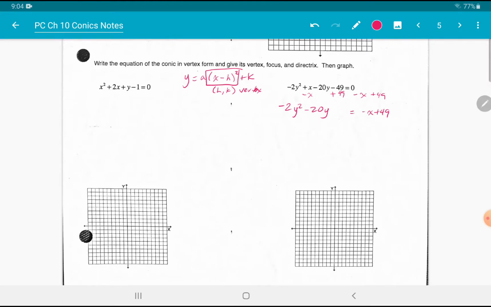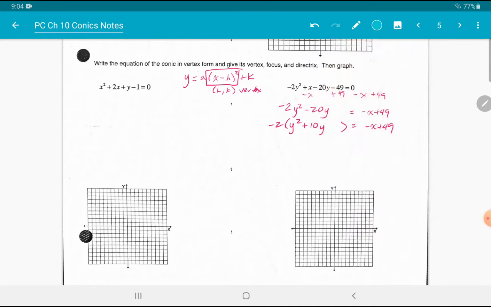From here, we know that to complete the square, we need a coefficient of 1, and so that negative 2 is kind of in the way. So what we can do is factor out the negative 2. We'll be left with y squared plus 10y, and then we'll leave a blank. We're going to complete the square here, and then equals negative x plus 49.